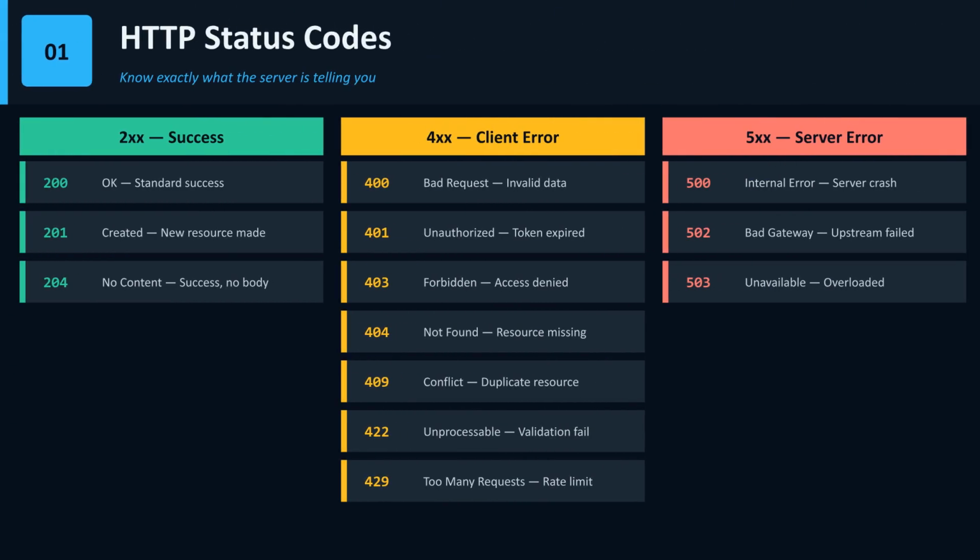Understanding HTTP status codes is crucial. We categorize them into 2XX for success, 4XX for client errors like invalid data or missing resources, and 5XX for server errors such as crashes or overload. Knowing these helps debug API interactions efficiently.